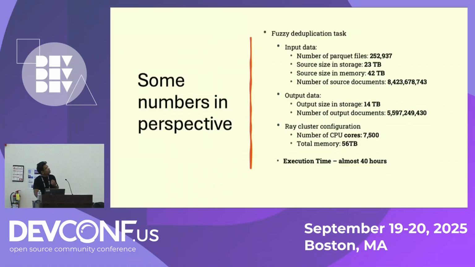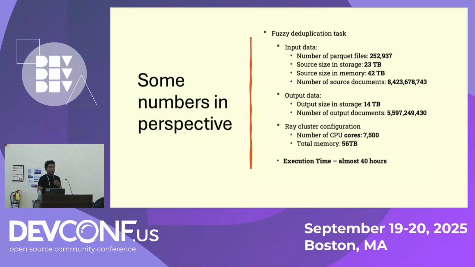So here are some numbers in perspective. This is one of the fuzzy dedupe tasks we ran. You can see the input data is around 253 Parquet files. Parquet is a data format created for efficient storage. The size is 23 terabytes, and when you load it in memory, it is 42 terabytes. After deduplication, we were left with 5.6 billion documents occupying 14 terabytes of storage. So you see a lot of removal has happened.